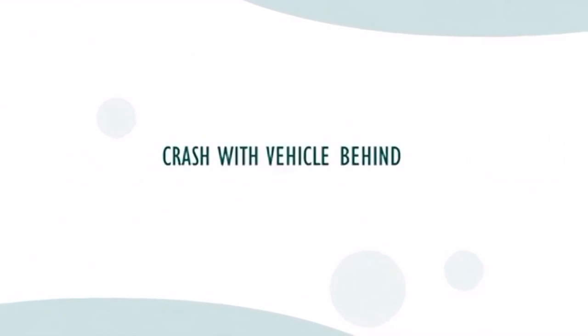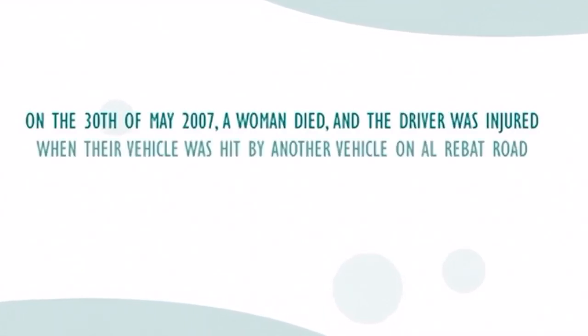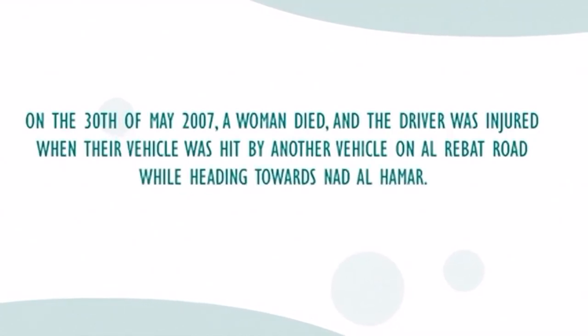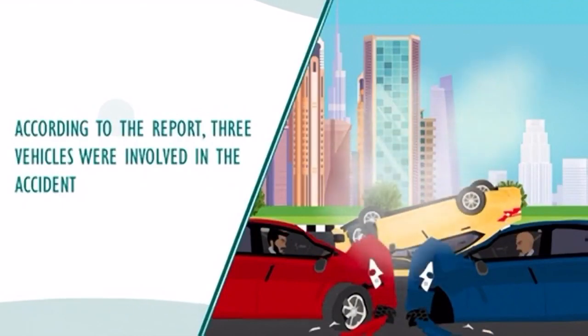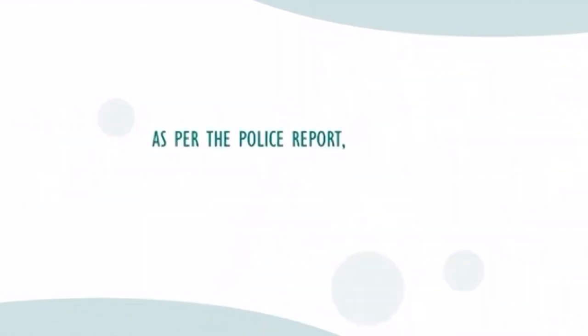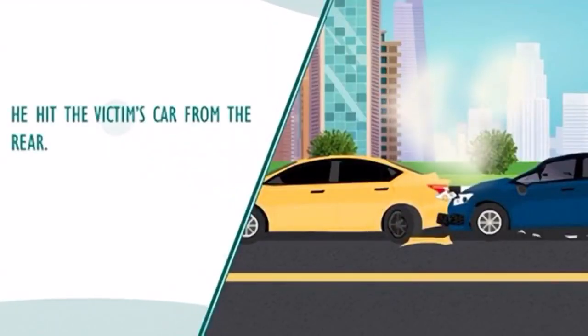Crash with vehicle behind. On the 30th of May 2007, a woman died and the driver was injured when their vehicle was hit by another vehicle on A1 Ribat Road while heading towards Nad al-Hamar. According to the report, 3 vehicles were involved in the accident. As per the police report, a driver was speeding without paying much attention to the road. He hit the victim's car from the rear.